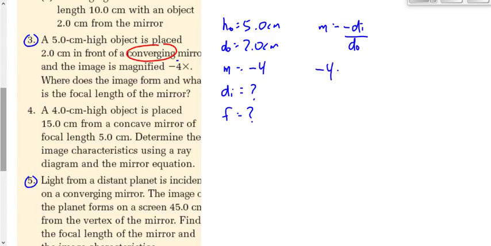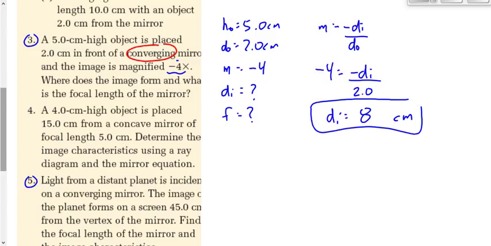M is negative 4. Negative DI over DO is 2.0. We're going to solve for DI here. It works out to be 8.0, I think. Is that right? Positive, isn't it? Yeah. Now, I don't like the way they wrote this question. Negative 4. Technically, our final answer should be what? 1 digit, right? Technically, the image distance is 8 centimeters, not 8.0 centimeters, but 8 centimeters.